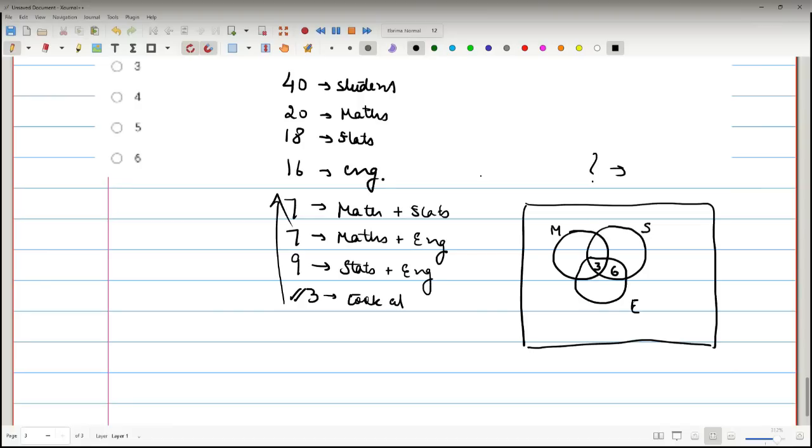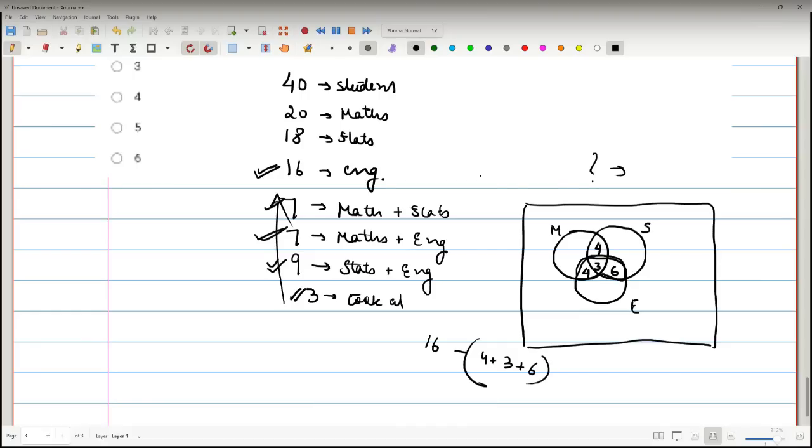Now, how many have taken maths and English? 4. Very good. Maths and stats? Again 4. Very good. Now let's consider English: 16 minus 4 plus 3 plus 6. You have to do this, because these things have already been covered. So what should be the answer here? 3.